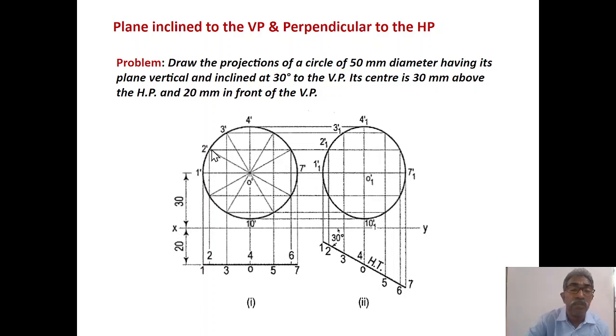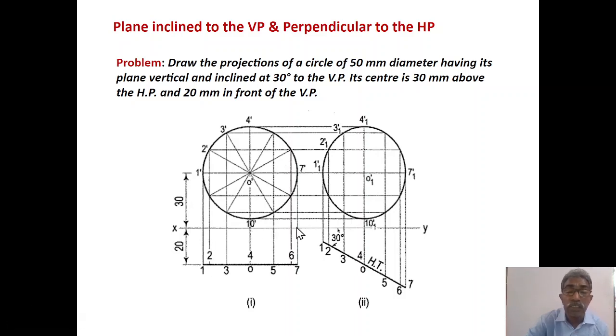Name them 1 dash, 2 dash, 3 dash, 4 dash, 5 dash, as it is the front view. Then project this on the horizontal plane. On the horizontal plane, that means on the top view, you will get a line, and here again it is given 20 in front of the VP. Therefore this line, now you cannot draw on the XY line.